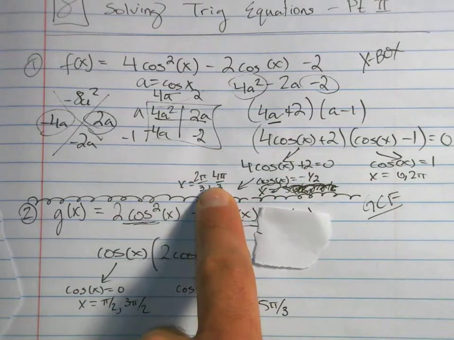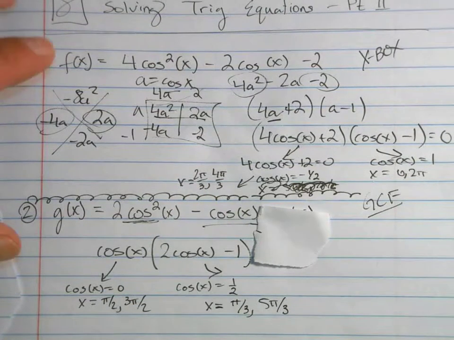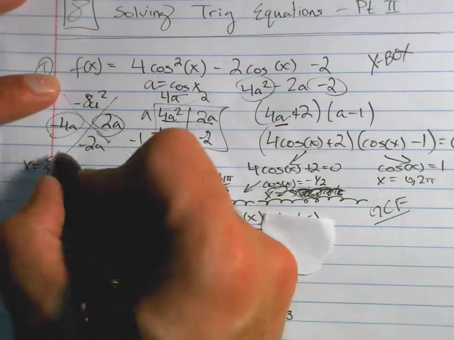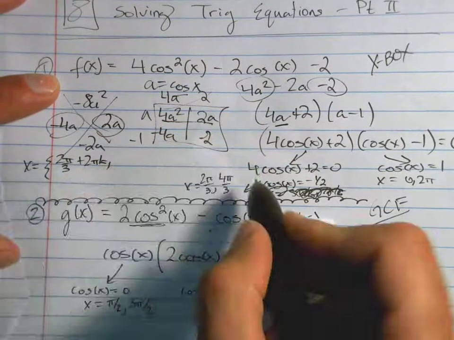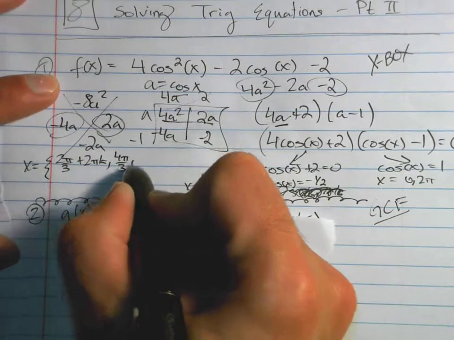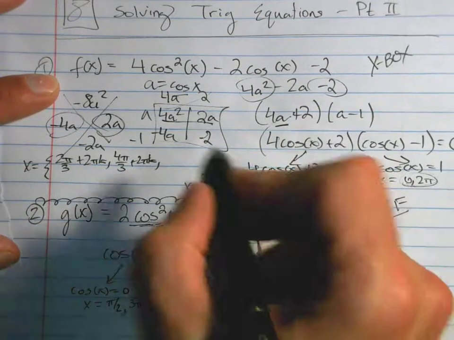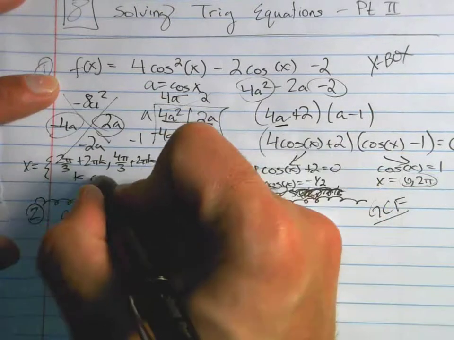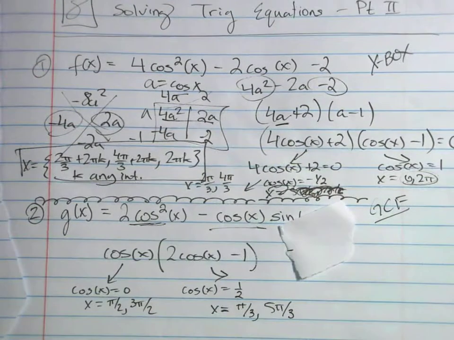How often do these values repeat? Yeah, they repeat on the period. So if I'm going to do this properly, I've got to say that x is equal to all of these: 2 pi over 3 plus 2 pi k, 4 pi over 3 plus 2 pi k. And I can pick either of these for the other one. They're 2 pi apart, so I'll just pick 0 and write 2 pi k, k any integer. Done with that problem. Let's move up.